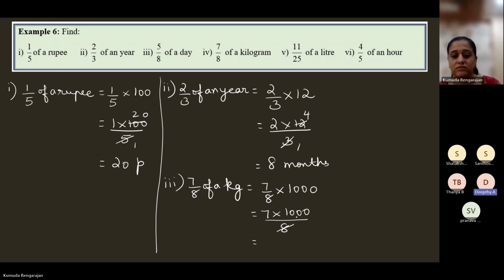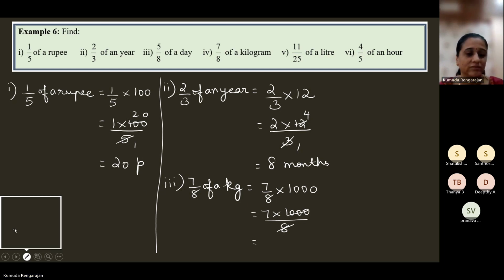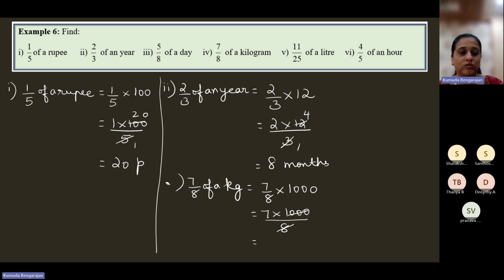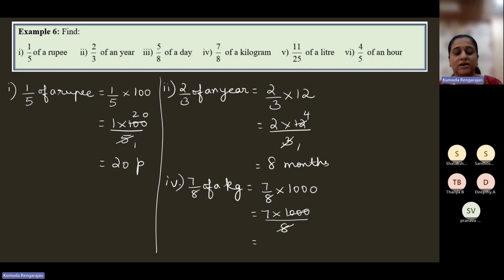Ma'am, the third one is 5 by 8 of a day. The fourth one is 7 by 8 of a kilogram. Oh, okay. Yeah, I missed doing the third one. Fine. I'll do it now. This is the fourth one.